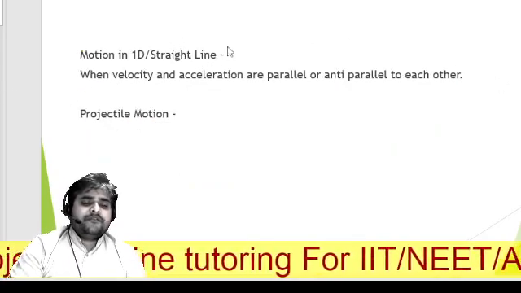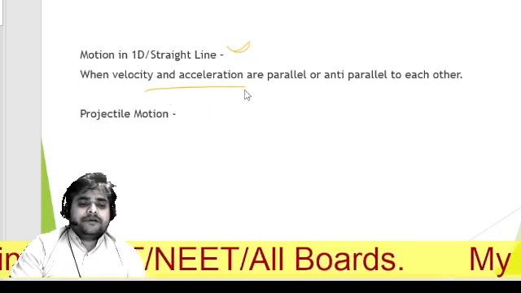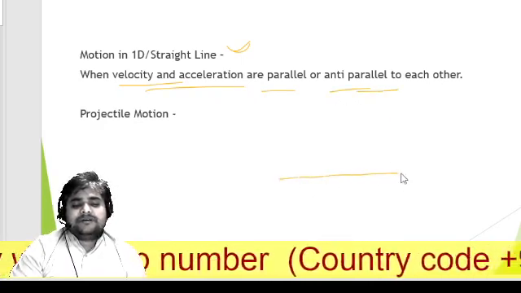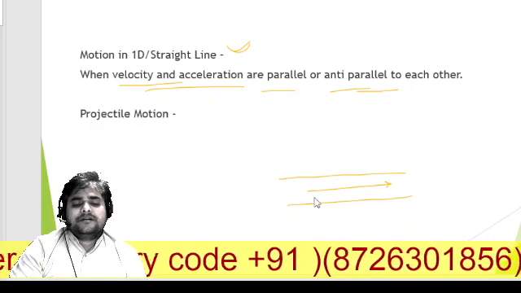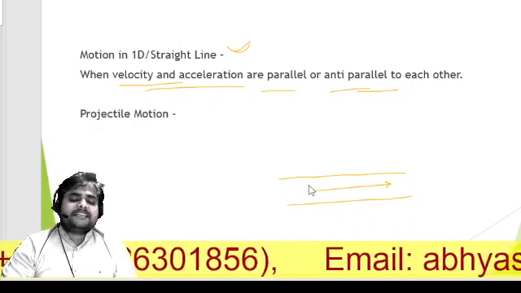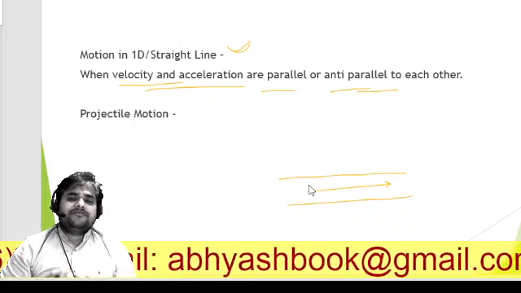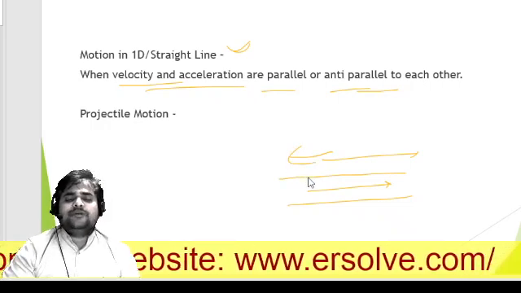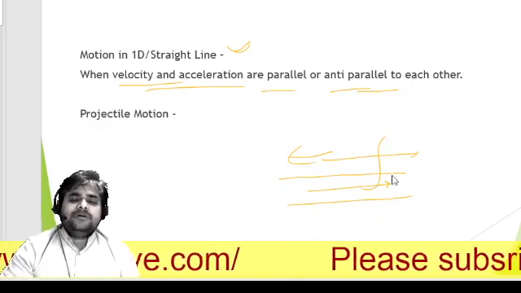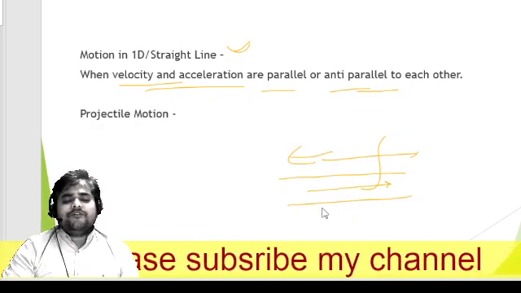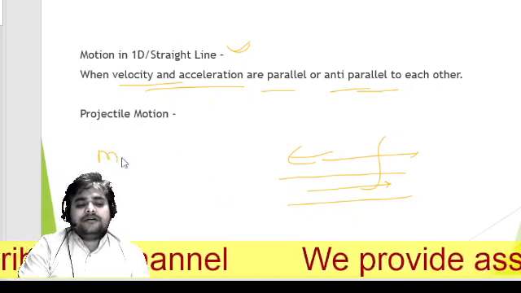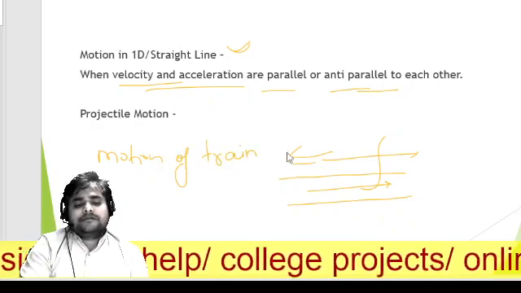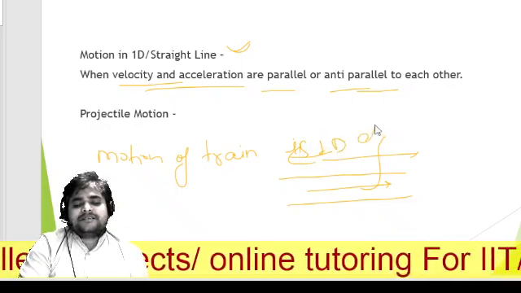Motion in one dimension happens when velocity and acceleration are parallel or anti-parallel. For example, if a train is moving along a track, then we can say that the motion of the train is one dimensional, because the train can either move in the forward direction or the backward direction, but it can't move apart from this track. So the motion of the train is one dimensional motion.